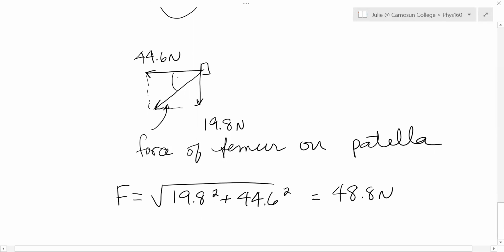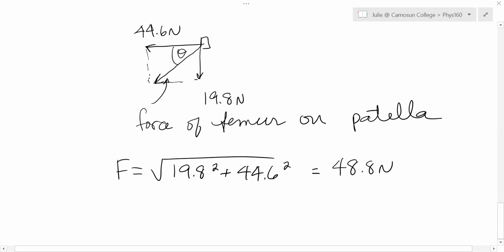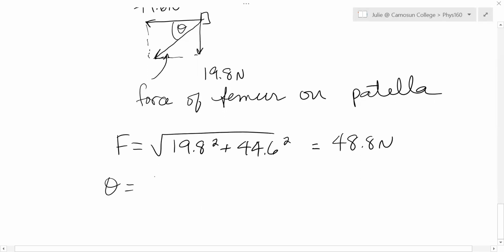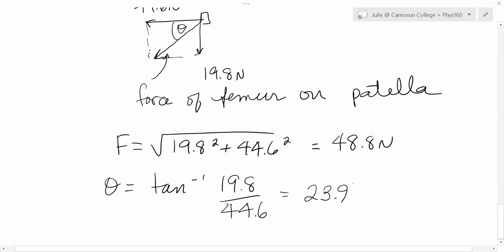And we can work out the angle that it acts at below horizontal. It would be the inverse tan of the y component, 19.8, divided by the x component, 44.6. And this would give an angle of 23.9 degrees, and we would say below horizontal. Okay, and that would be the answer to number 11.